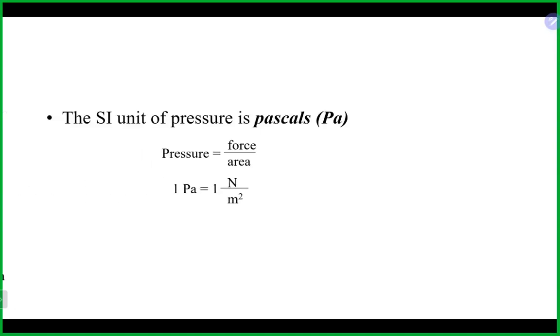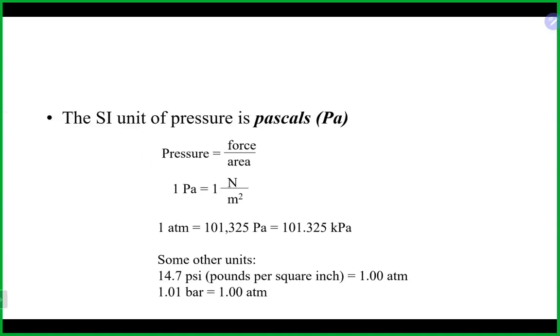Now, as I mentioned before, there are some other units of pressure that we don't necessarily see too often in chemistry, but occasionally they do pop up. Again, a pascal is a common unit of pressure. 1 atmosphere is 101,000 or so pascals, or 101.3 kilopascals. PSI, which is pounds per square inch: 14.7 PSI is equal to 1 atmosphere. And lastly, a bar. Sometimes you see 1.01 bar is equal to 1 atmosphere.